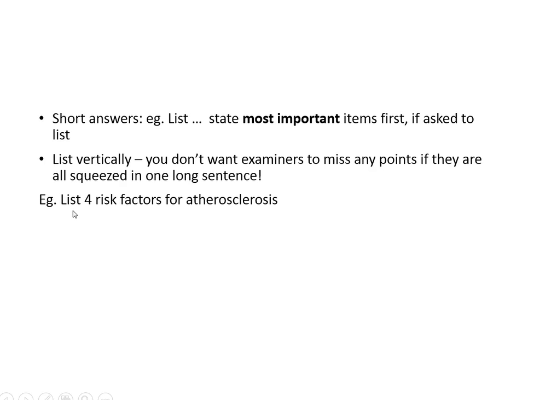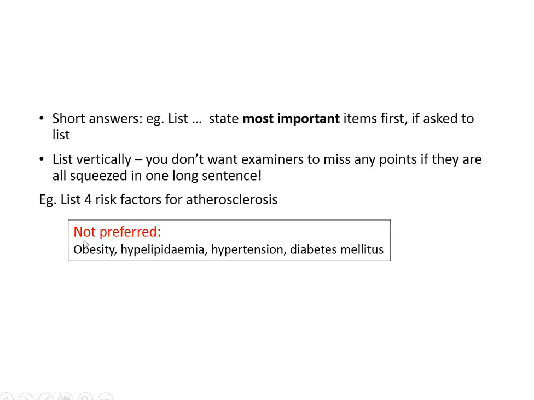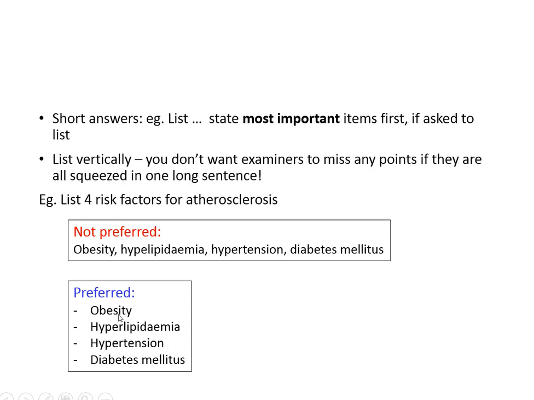For example, if the question is list 4 risk factors for atherosclerosis, it's not preferred for you to list them all like this. It's better if you just list them vertically. It's much easier to read for the examiner, and we are absolutely sure that you've given us 4 points. And same for you. You can be sure you've given us the requisite number.